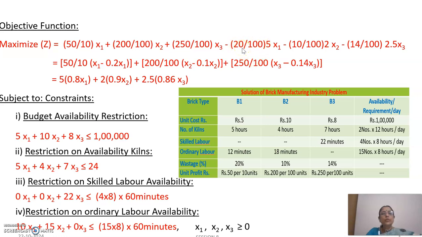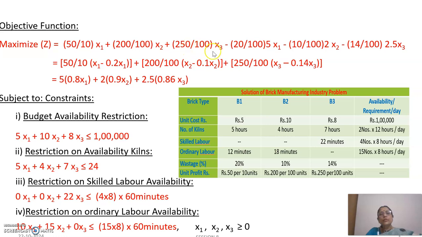It says 20% of whatever is being produced is wasted. What is that? 20% of the profit, which is 5 into x1, which we got here. So the total profit will be the total profit minus the wastage component. So 20 by 100, that is 20% of the profit, which is 5x1, minus 10% of B2, which is 2 times x2. 10% of the profit produced is 2 into x2. So 10% of that is wastage.